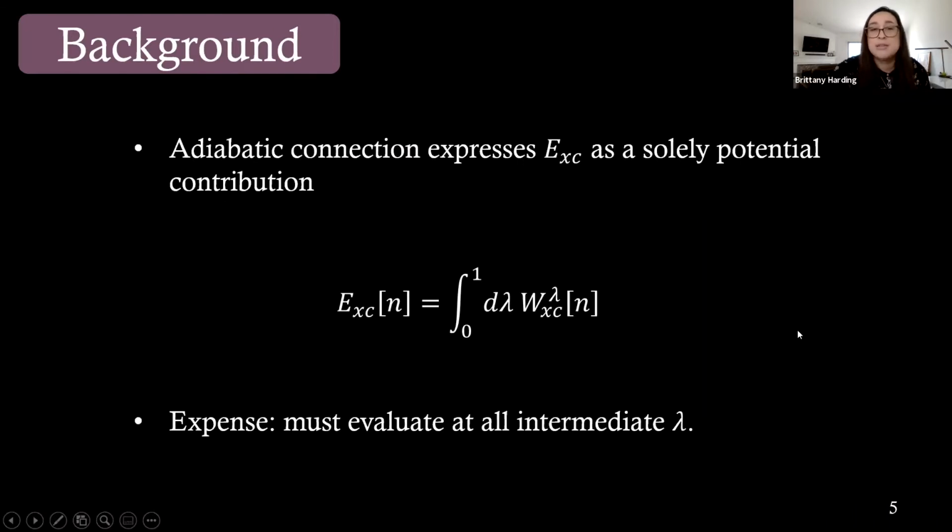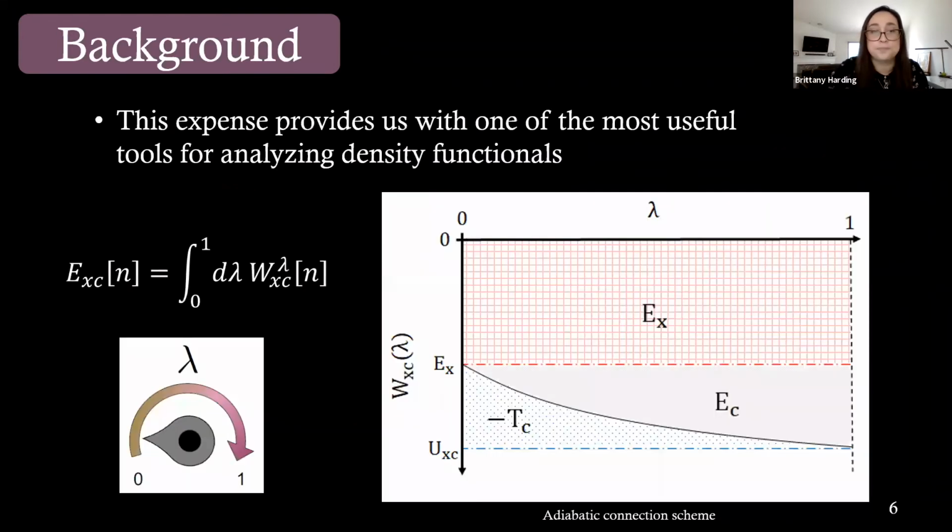It turns out the adiabatic connection gives us an exact expression for the exchange correlation energy, the ground state exchange correlation, that is, as a solely potential contribution at the expense of having to evaluate at all intermediate lambda. However, this expense provides us with one of the most useful tools for analyzing density functionals. By integrating over the coupling constant lambda from 0 to 1, we are effectively connecting this fictitious Kohn-Sham reference system of non-interacting electrons at lambda equals 0 to the physical system at lambda equals 1.